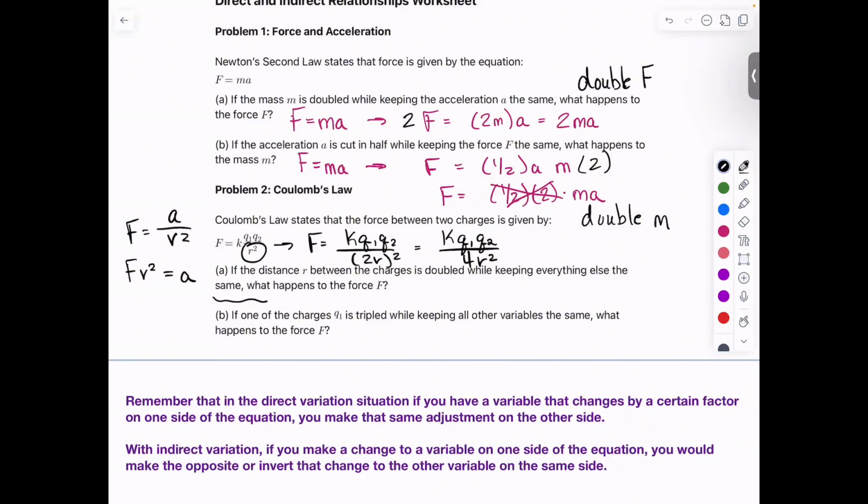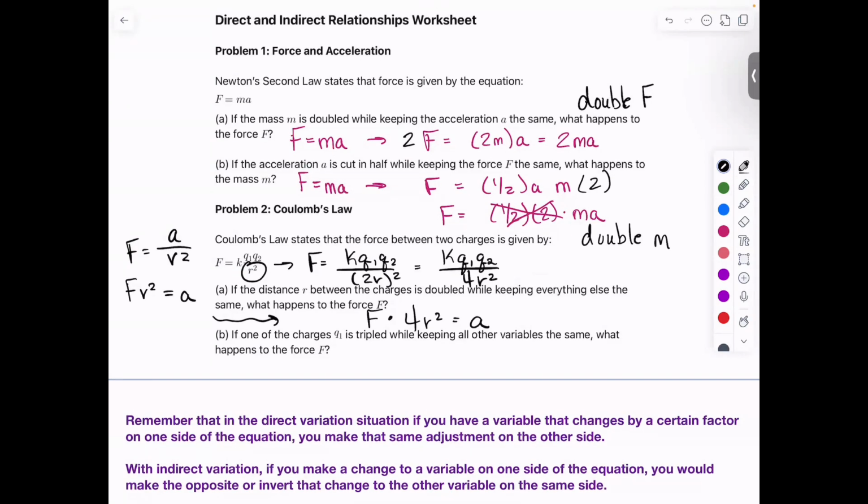Okay, so if I just move this over here, I'm taking F times 4R squared equals, again, we'll just give that group a constant A. Well, back to inverse relationships, or indirect relationships, if I increase the R squared by a factor of 4, I would decrease the force by a factor of 4. So our final answer here is that we're taking force and we're going to decrease it by a factor of 4. So we would just say decrease by a factor of 4.